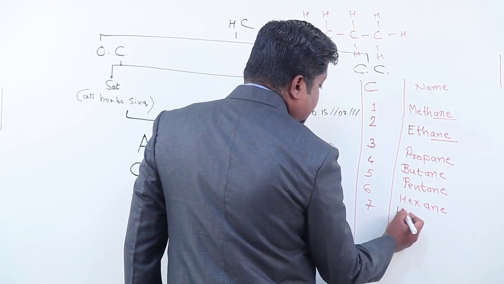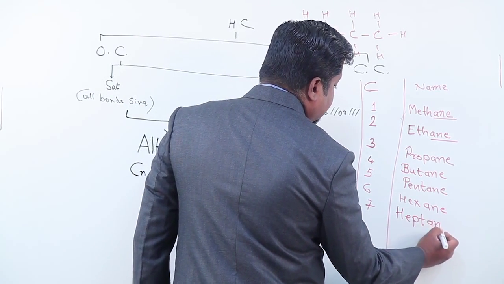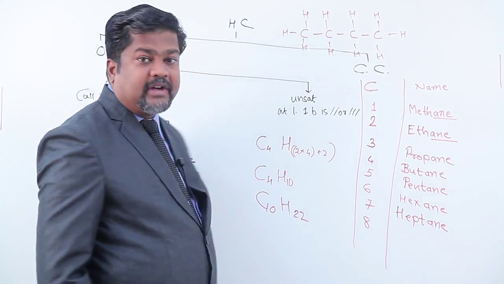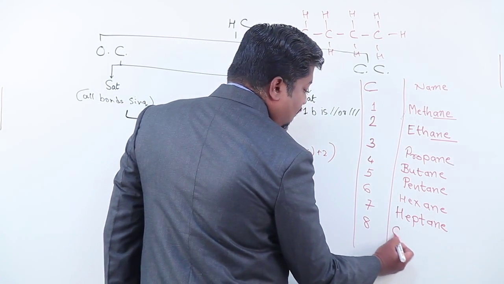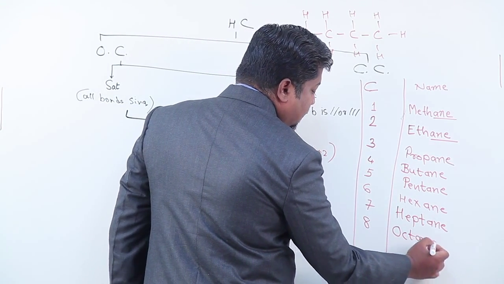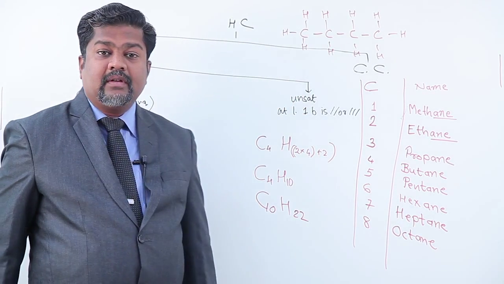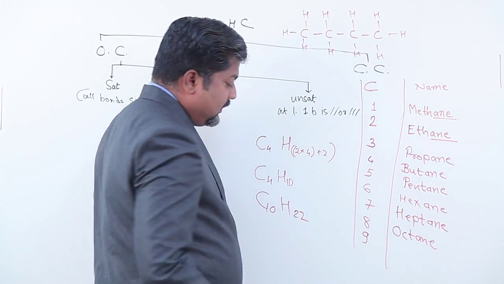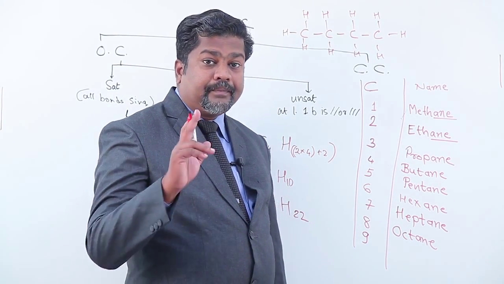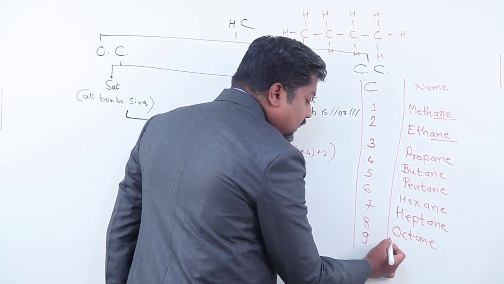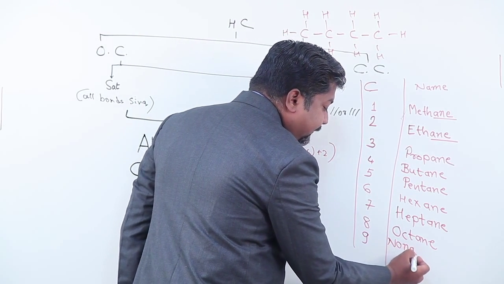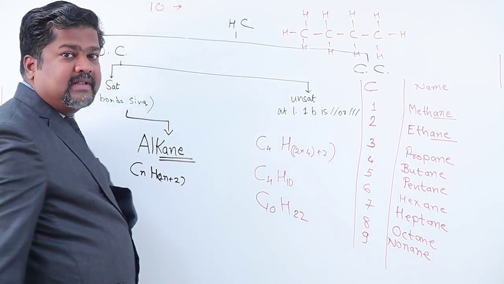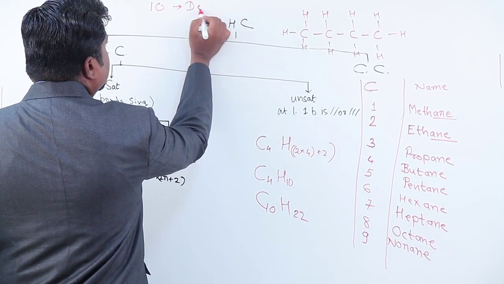So the spelling is heptane. Instead of sapta we are pronouncing hept. Now 8, the Sanskrit word is ashta. Here the pronunciation is somewhat similar, octane. Sanskrit 9 is navama. So here it is 9, then nonane. And if it is 10, the Sanskrit word is dashama, similar word decane.